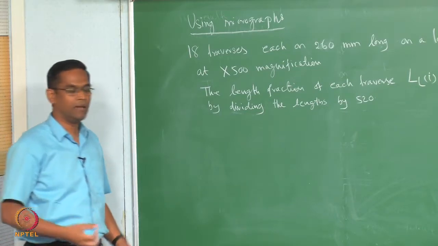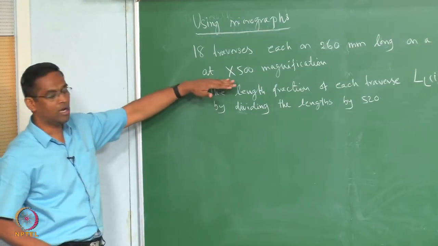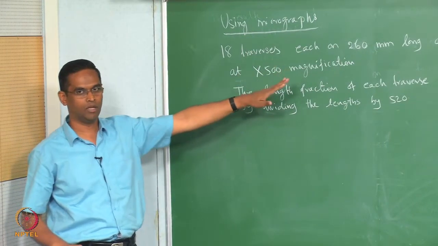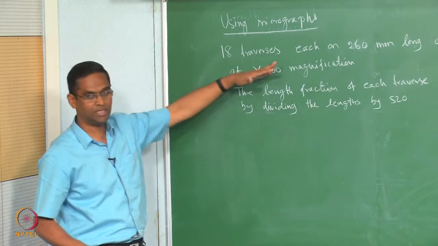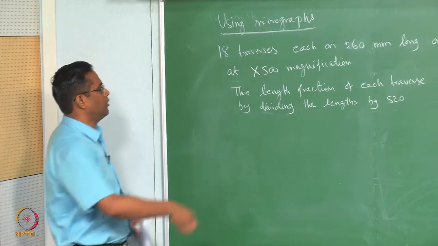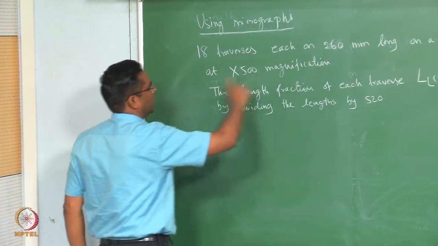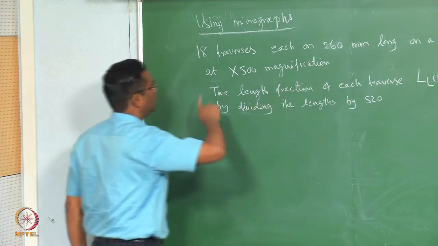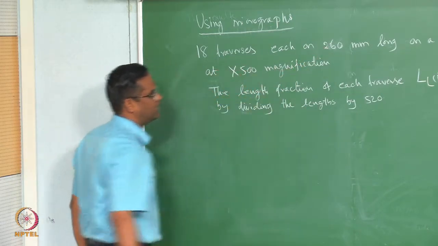And then, as I said, you cannot rely on calculation from only a single micrograph. You have to maximize the number of micrographs to obtain a meaningful result. So, you can also say that instead of 18 traverses 260 long, you can say 9 traverses about 520 long.